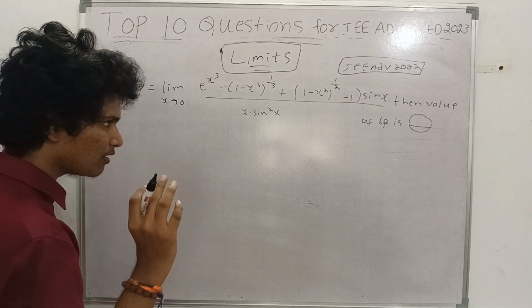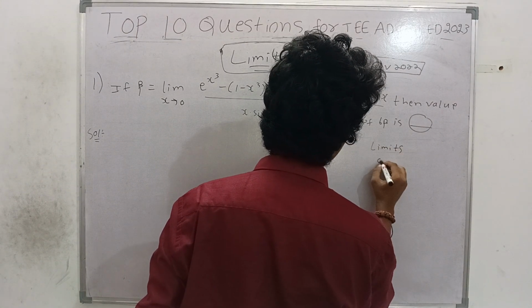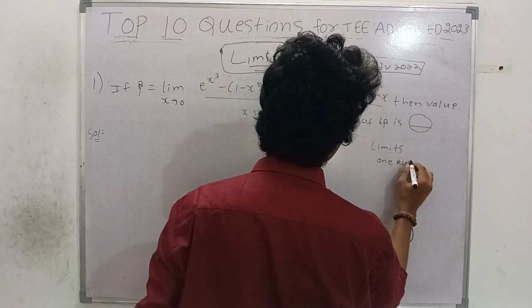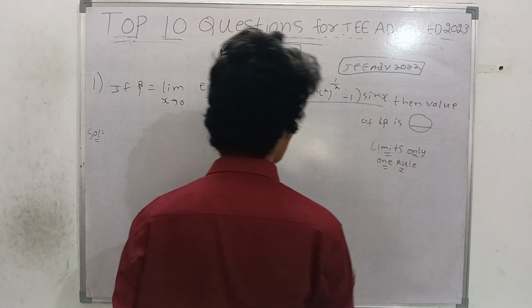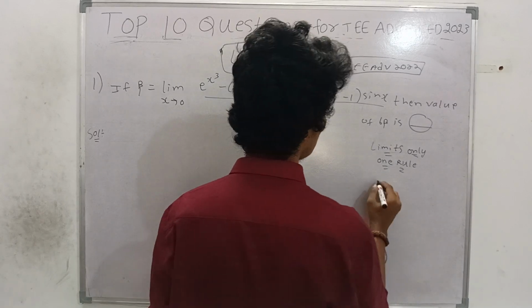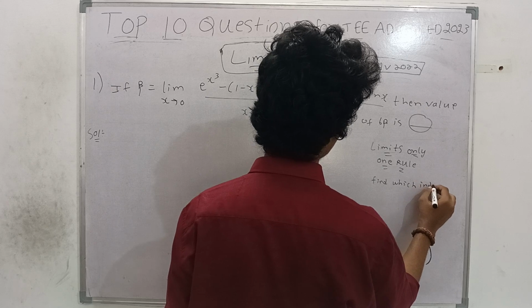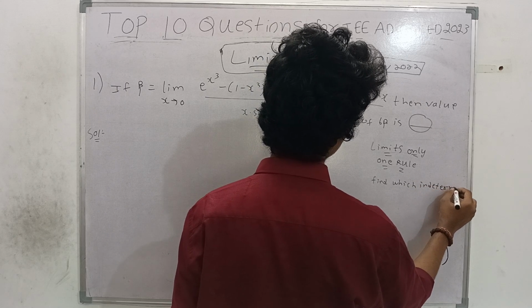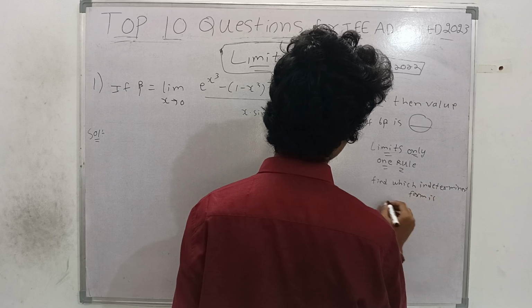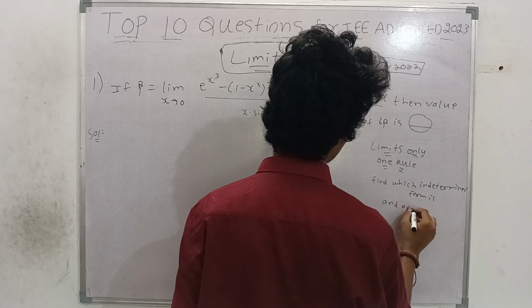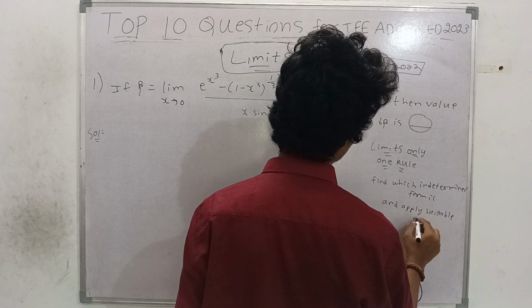So what we have to do in limits, there is only one rule to solve any question. What is that rule? Find which indeterminate form it is, and apply a suitable method.